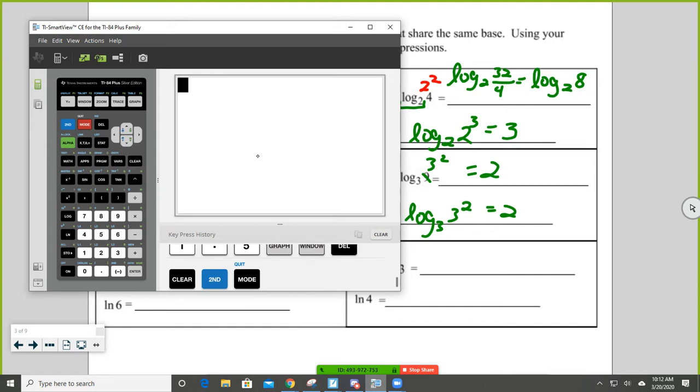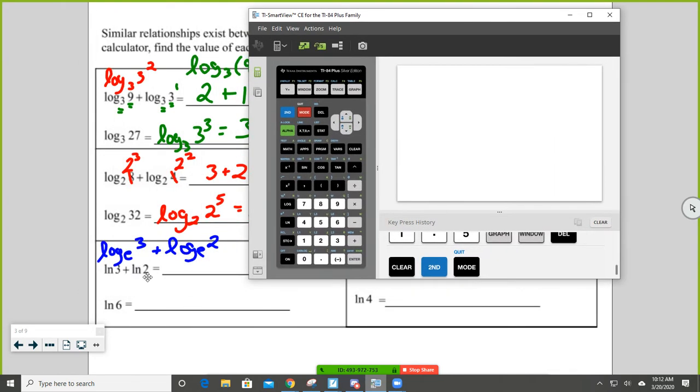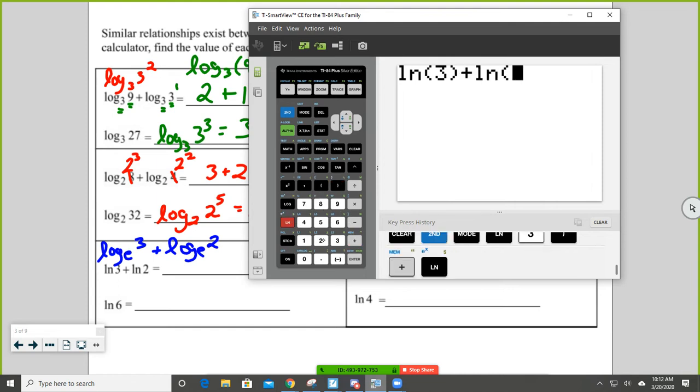So what we're going to have to do here, our problem is the ln of 3 plus the ln of 2. So I'm going to say the ln of 3, make sure you close that parenthesis, plus the ln of 2. And I get 1.792. It always gives me 3 past the decimal.